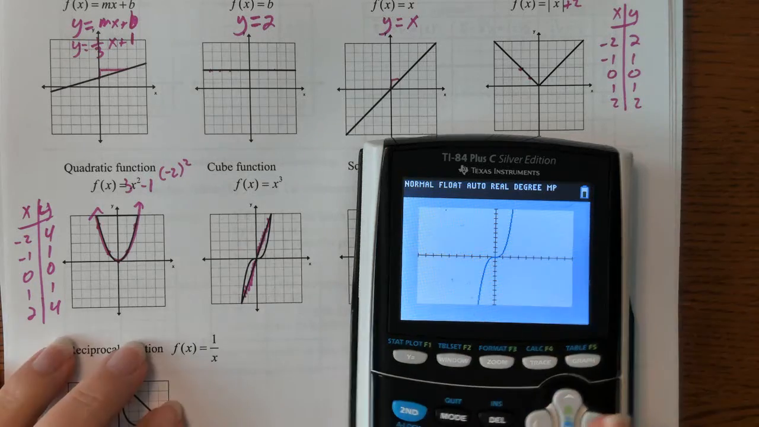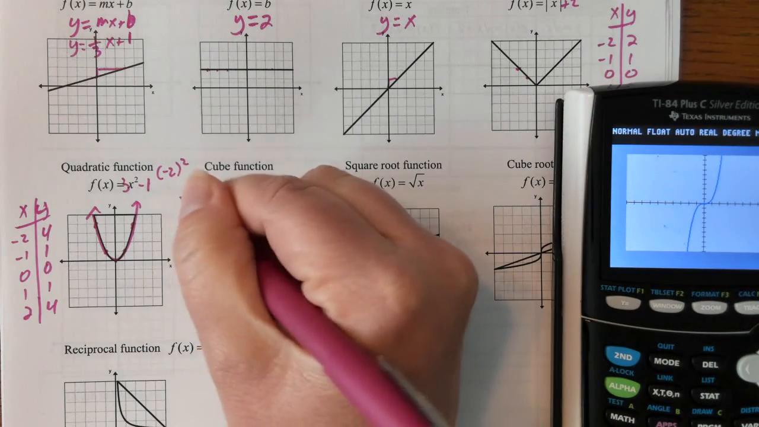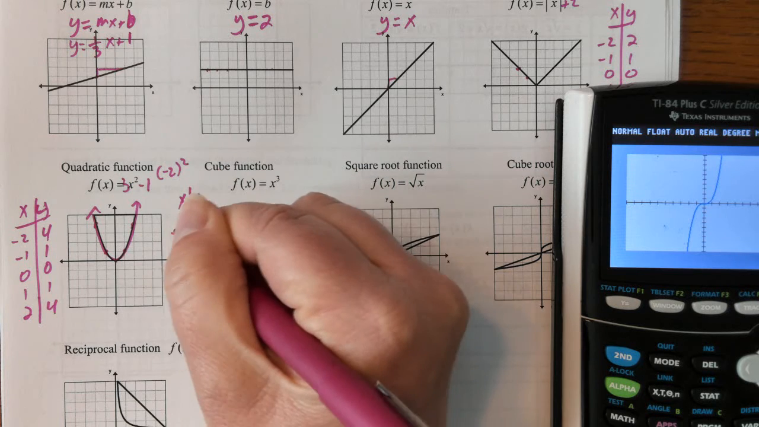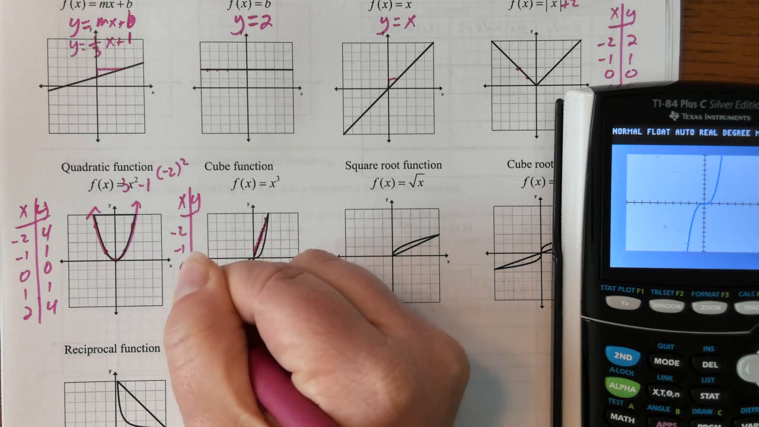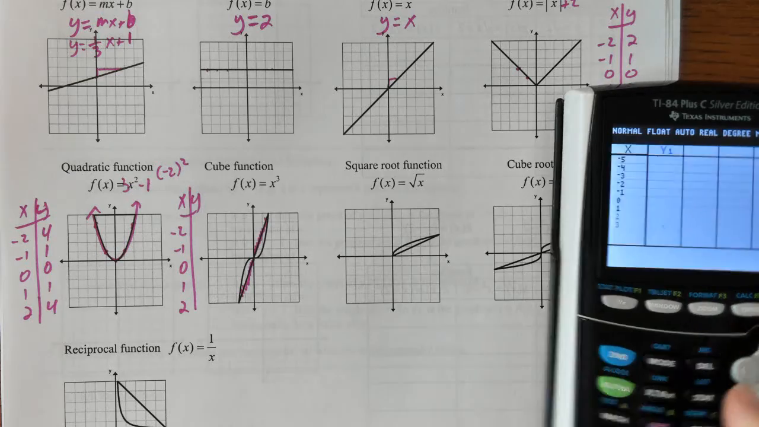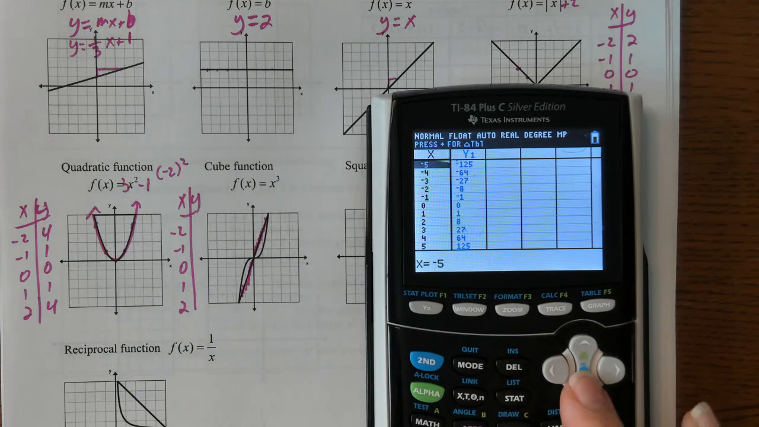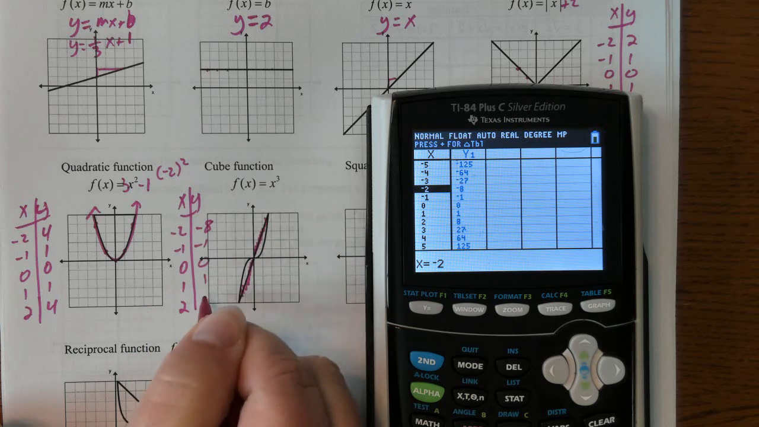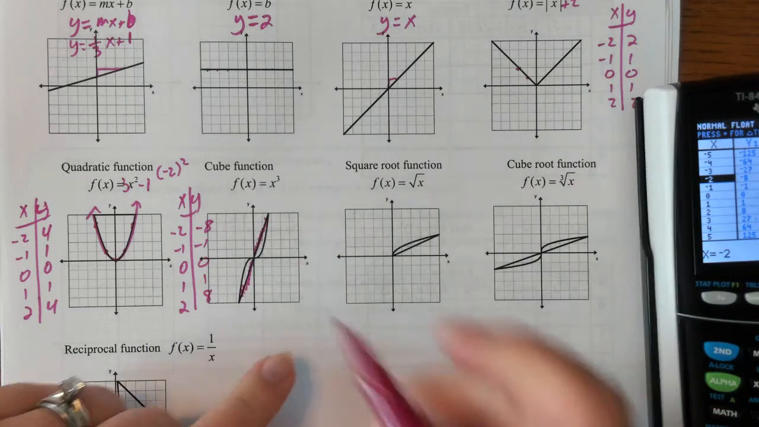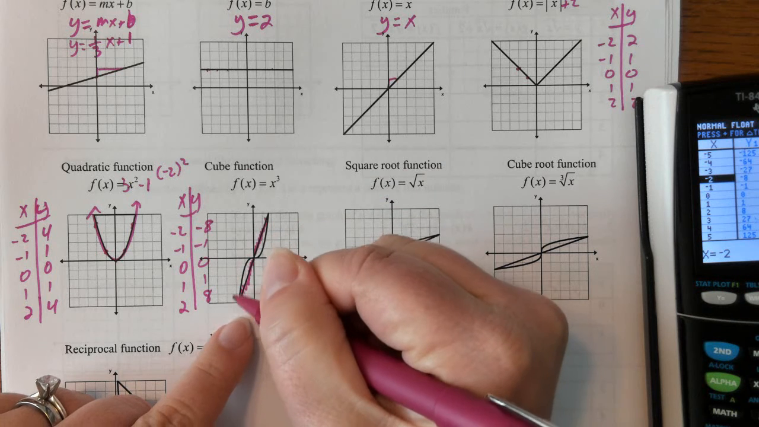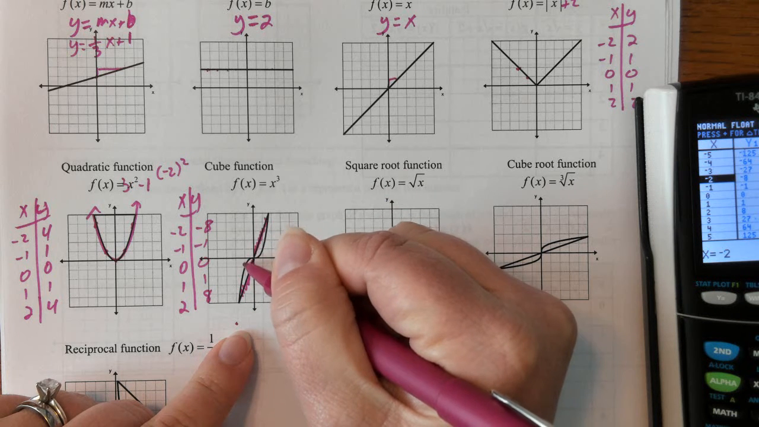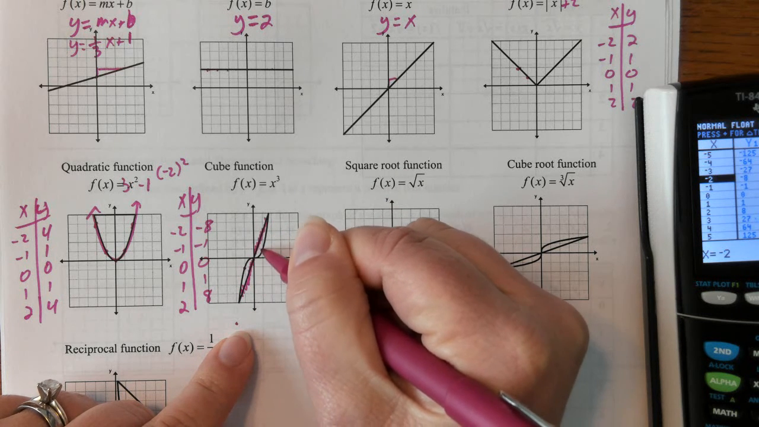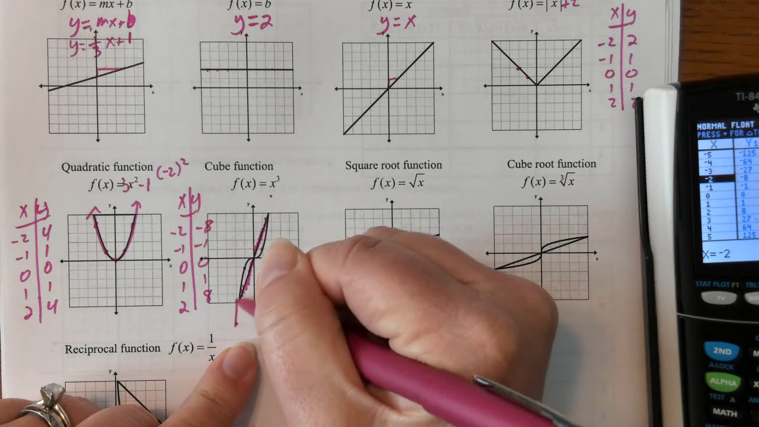All right, so we make a table of values. We can use our Furious 5 again, negative 2, negative 1, 0, 1, and 2. And I'll look at the table. I have negative 8, negative 1, 0, 1, and 8. So notice, (-2, -8) would be way down here. (-1, -1) is here. (0, 0), (1, 1), and then (2, 8) would be up here.